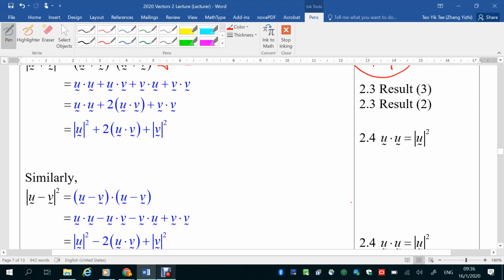Okay, you should be able to get magnitude u squared minus 2 times u dot v plus magnitude v squared. Then of course you can combine the two results together to show the right hand side, because the 2 times u dot v should subtract off.